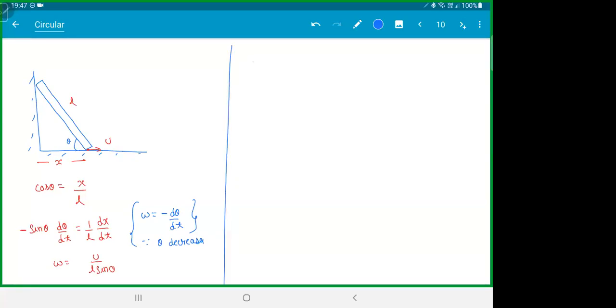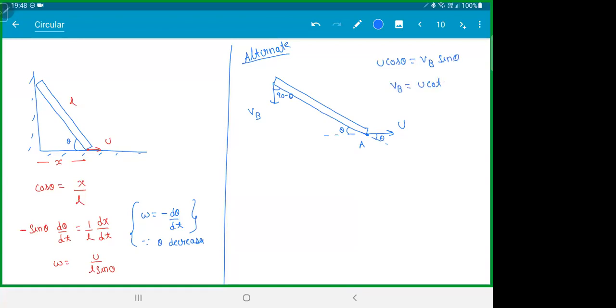Now, if you look at the alternate way, this rod is there. This is point A. A is going with U. This would be VB. This would be theta. This would be 90 minus theta. You know from rigid body constraint, U cos theta is equal to VB sin theta. So VB is equal to U cot theta.